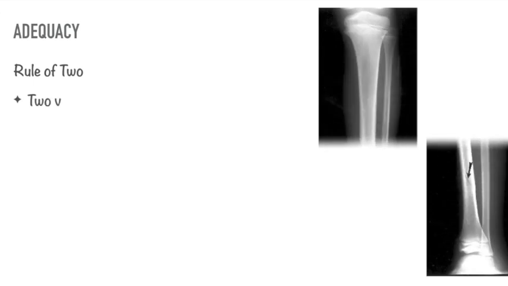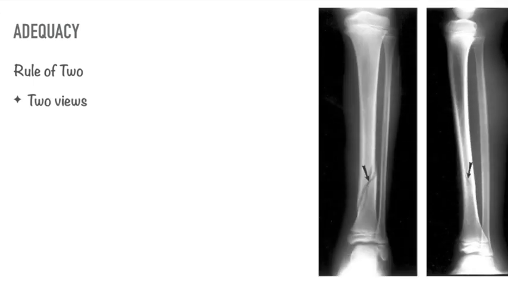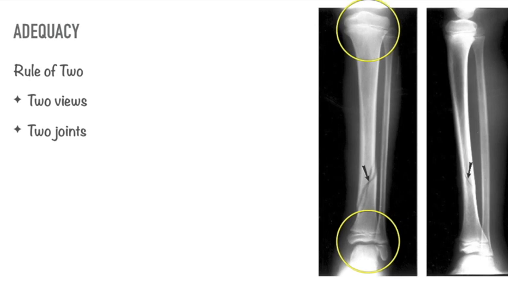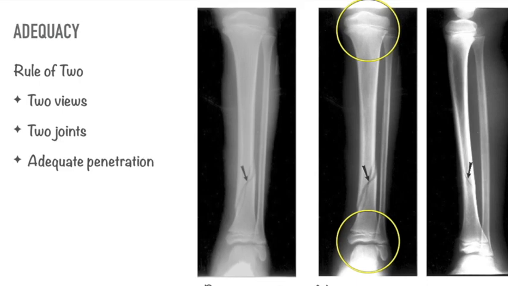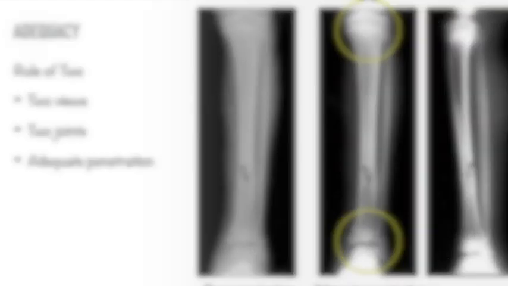To decide whether a radiograph is of adequate quality or not, always follow the rule of 2. There should be at least 2 views. Usually, the AP and lateral views are adequate, but in some specific cases, additional projections may be required. The joint above and below must be included in the radiograph. All radiographs should have adequate penetration. That means the bones and soft tissues should be easily and clearly differentiated.